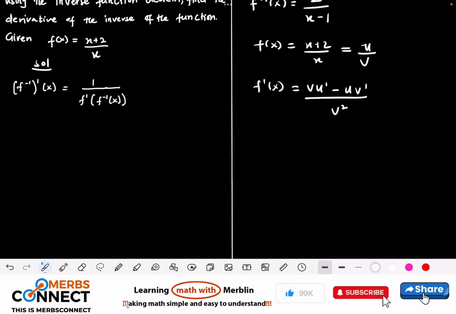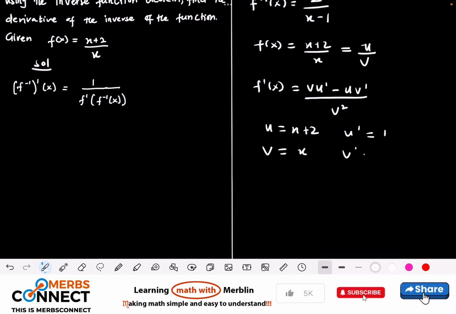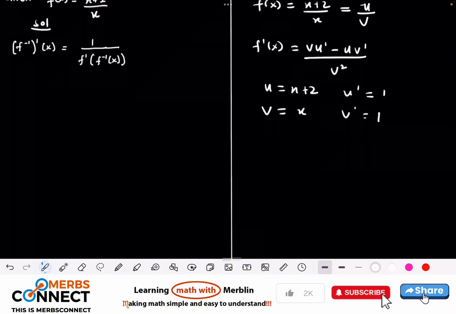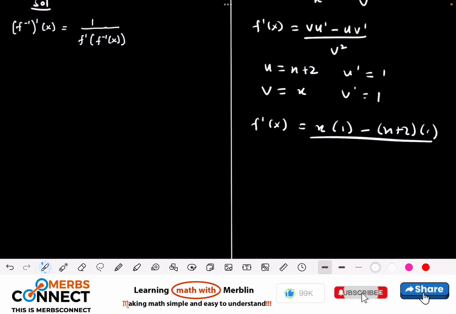So what is u? u is equal to x plus 2. What is v? v is equal to x. So what is u prime? u prime will be 1. And what is v prime? v prime too is going to be 1. So now what is f prime? So f prime of x, using the quotient rule, which is here, we need v. v is x, and then u prime is 1, minus, what is u? x plus 2, and v prime is 1, divided by v squared.